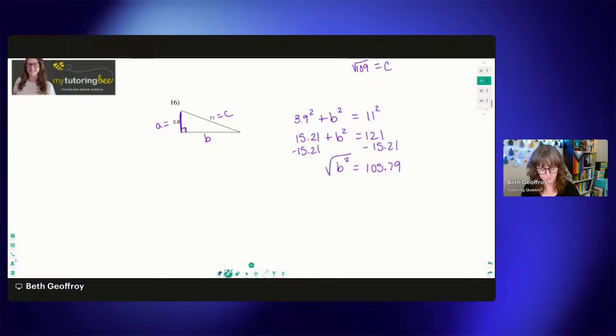And let's see. Square root of 105.79 does not come out to be, I wasn't expecting it to come out to be an even number, but just in case it was. So B would equal the square root of 105.79, which is about 10.29, just rounding there to the nearest hundredth. But I'm going to leave it as square root of 105.79.